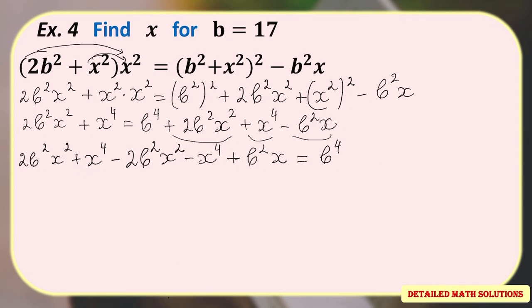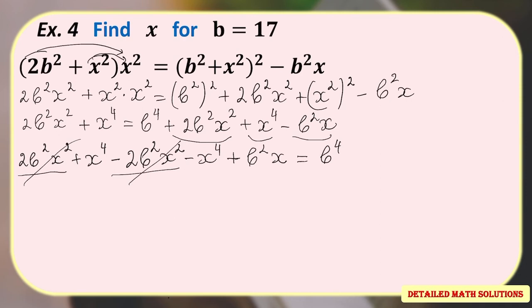Next, I need to add or subtract like terms. Like terms are the ones that have the same literal parts. For example, I have 2b squared x squared and negative 2b squared x squared. Now these are the same terms with opposite signs. Therefore, when I add them, they equal 0, or they cancel out.